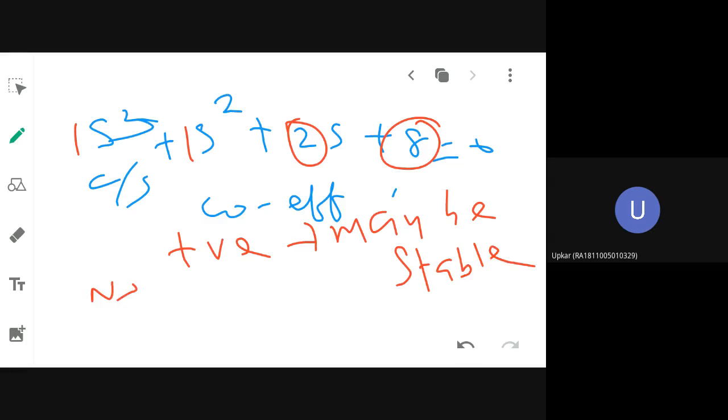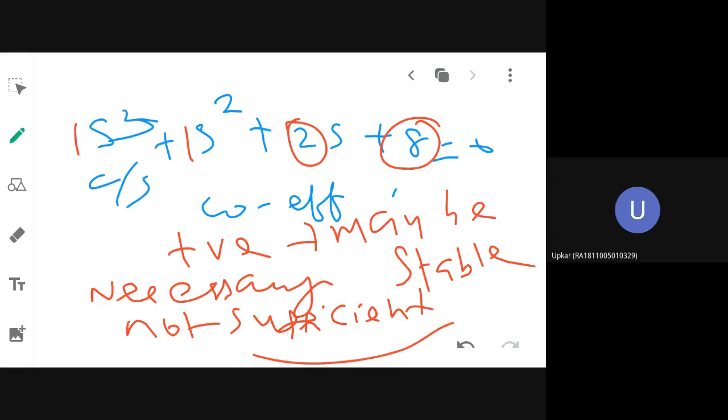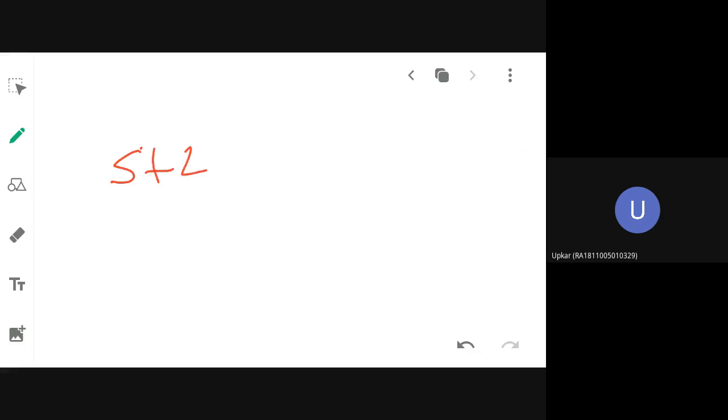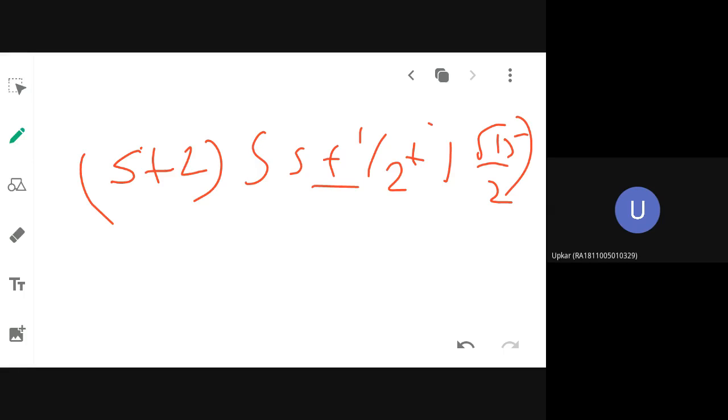So this is your necessary condition for system stability but not sufficient. In order to check the sufficiency, you go for Routh array. But this system is not a stable system. Even though the coefficients are positive, the roots will be s plus 2, and minus 1 by 2 plus or minus j root 15 by 2. These are the roots of the given equation. The equation was s cube plus s square plus 2s plus 8. All were positive coefficients only.